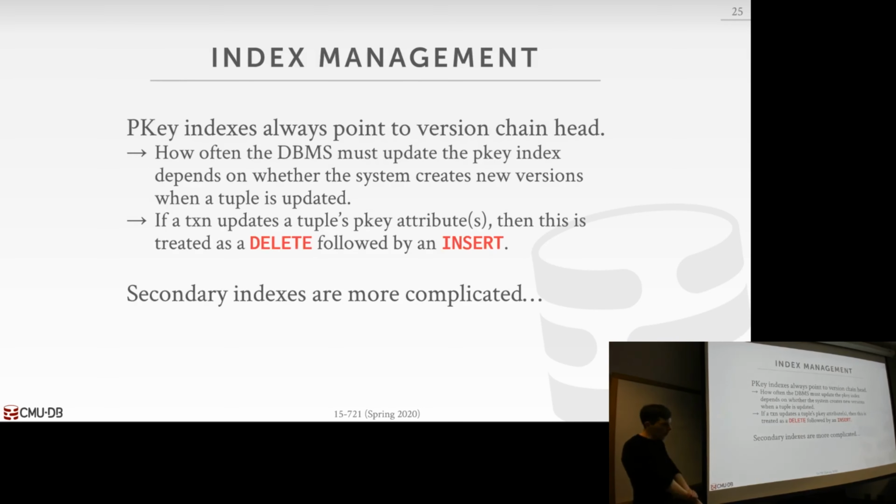All right, the last one, which is super important, is index management. We already talked about this a little bit. Basically, how do we find the right version? This depends on what the version scheme is and how much work we have to do to maybe replay deltas, or what the ordering of the version chain is. So the primary key index is always going to point to the head of the version chain.